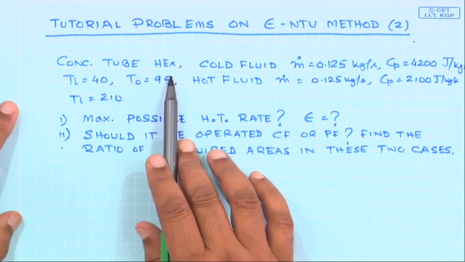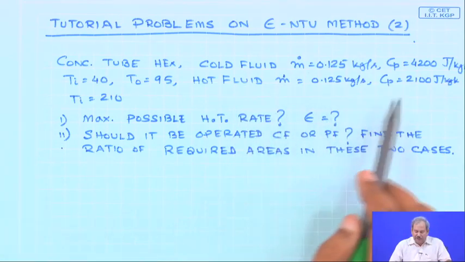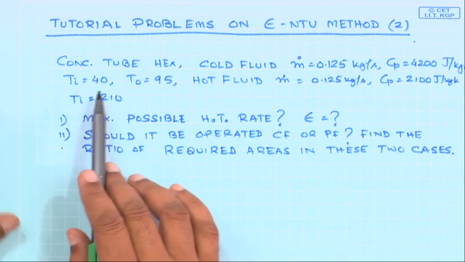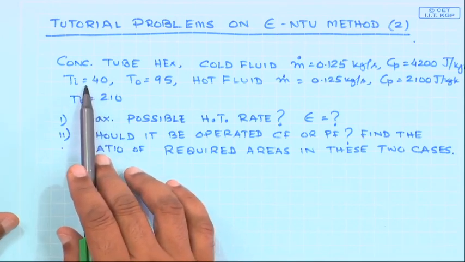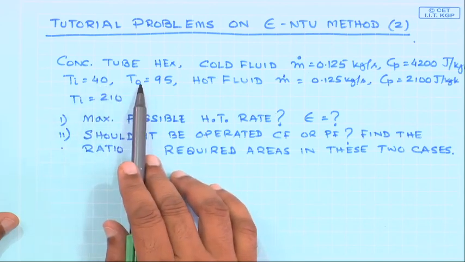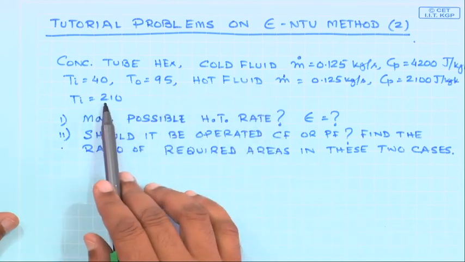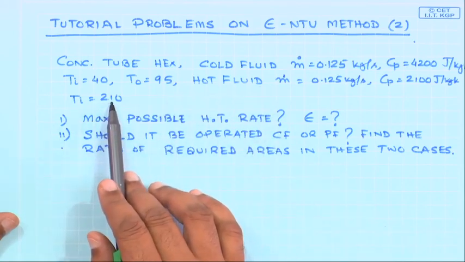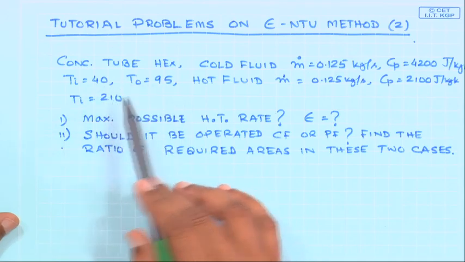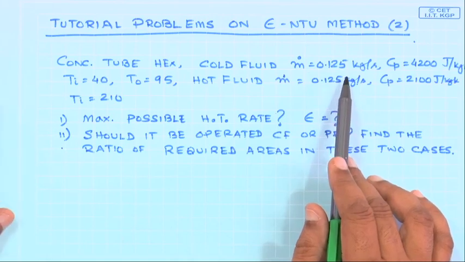If we now come to the numbers in this problem, it is a concentric tube heat exchanger. The cold fluid m dot and Cp, and the hot fluid m dot and Cp, both are given. The temperature of the cold fluid entering is 40 degrees. The temperature of the outlet of the cold fluid is 95, and for the hot fluid the inlet temperature is 210. So, these 3 temperatures are given. Obviously, by a simple heat balance the 4th temperature can be obtained.